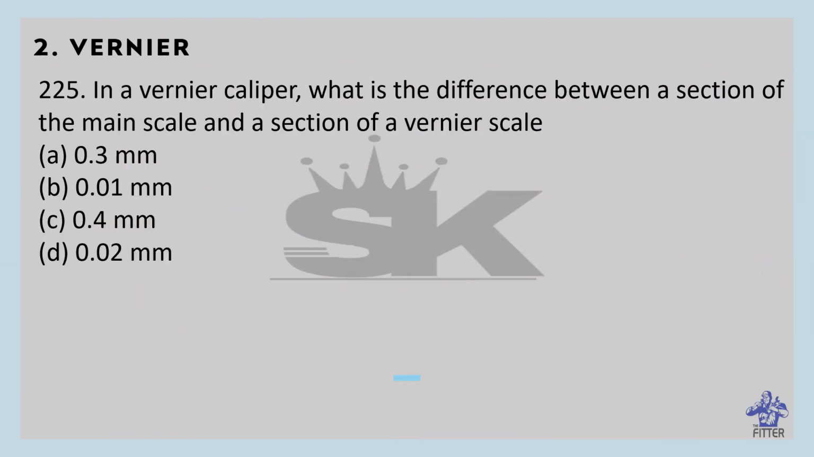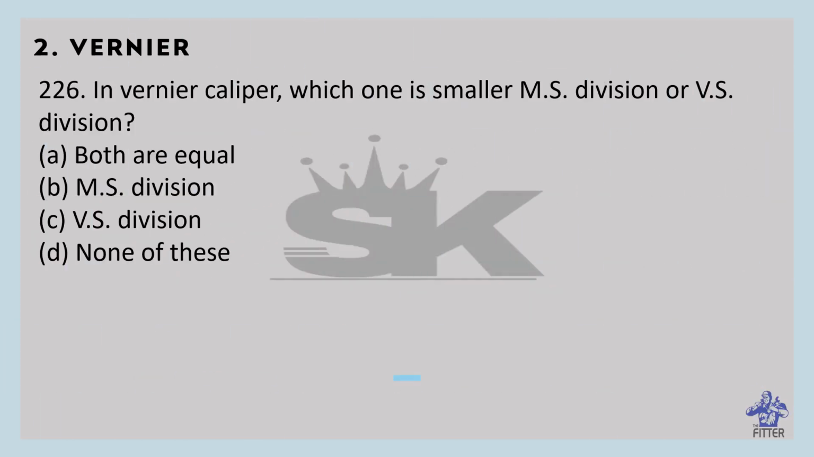In a vernier caliper, what is the difference between a division of the main scale and a division of the vernier scale? So he is asking about the least count. That is 0.02, option D. In a vernier caliper, which one is smaller, main scale division or vernier scale division? That is option C. The vernier scale division is the smaller one.